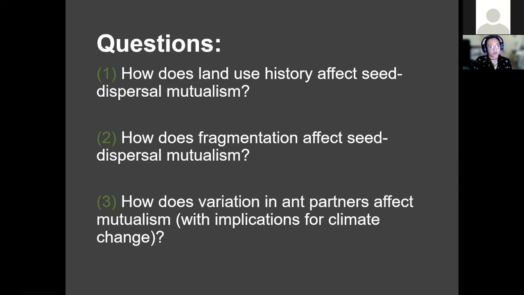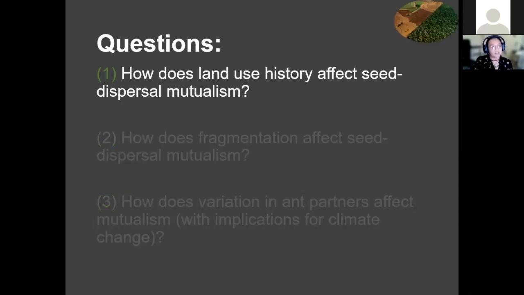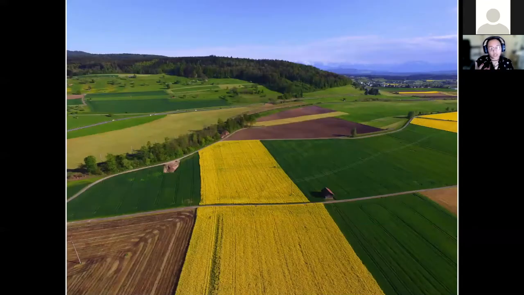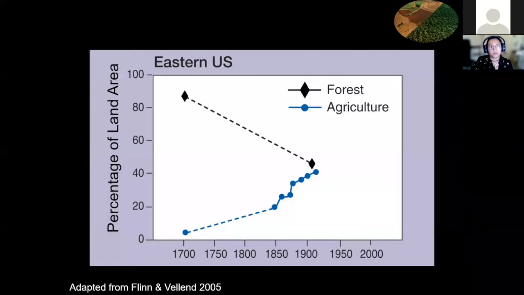Okay. So we're going to move to our first question. How does land use history affect seed dispersal mutualism? I mentioned before that forests are a major system in this region, and they are highly impacted. The first form of impact that I mentioned was land use history. We know historically in this region, many of the forests were cleared for agricultural purposes, maybe at one point looking something like this, fragmented across the landscape.